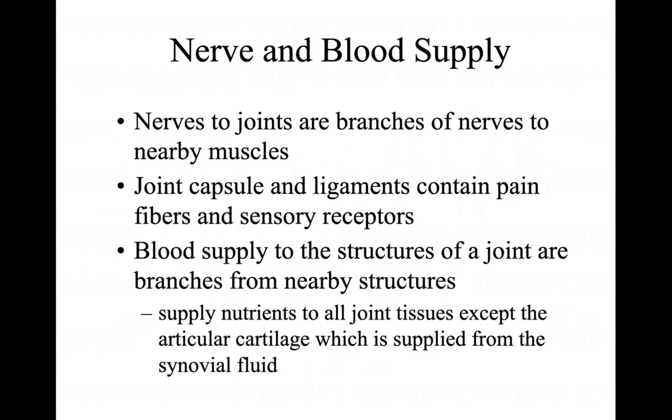So nerves to the joints are branches of nerves to the nearby muscles. So your joint capsule and ligaments are going to have pain fibers and sensory receptors in there. That's going to allow you to know where they are, but it will also allow you to know when there's an injury. So the blood supply to the structures of a joint are branches from nearby structures. So they'll supply nutrients to all the joint tissues except the articular cartilage, which is supplied from the synovial fluid. So it is not a great nutrient supply to the articular cartilage, hence they don't necessarily heal well.